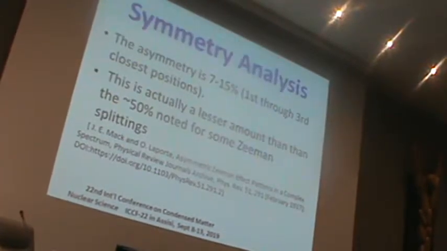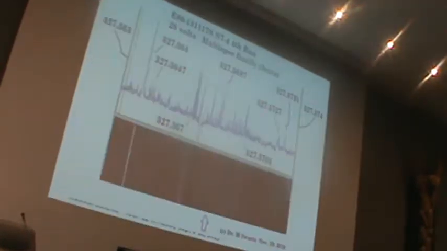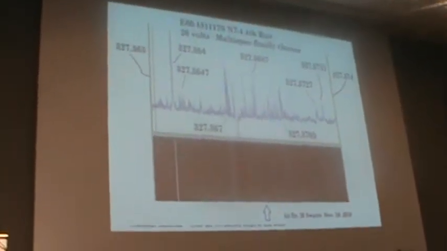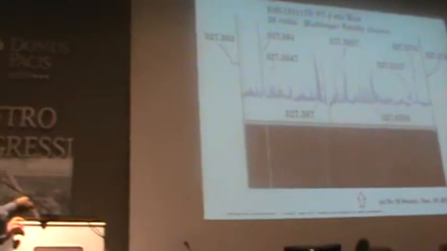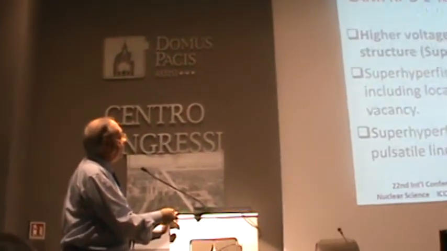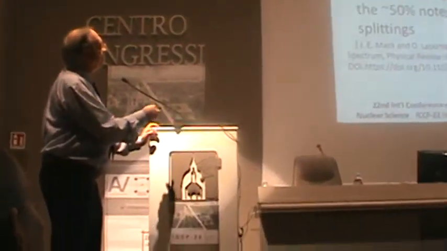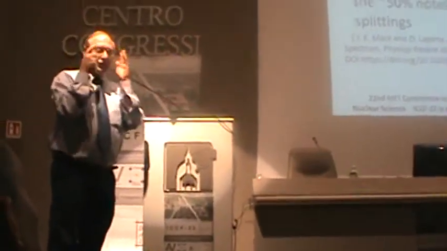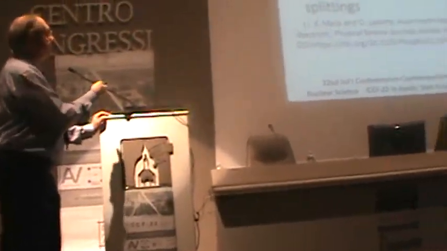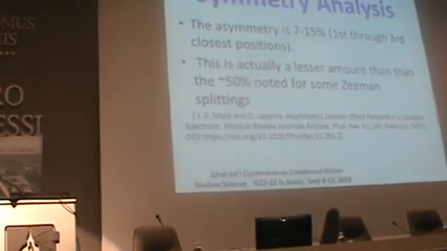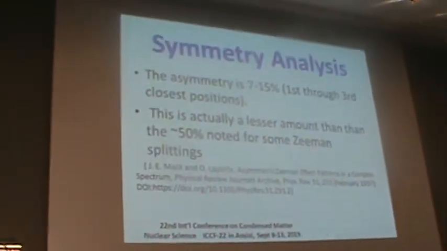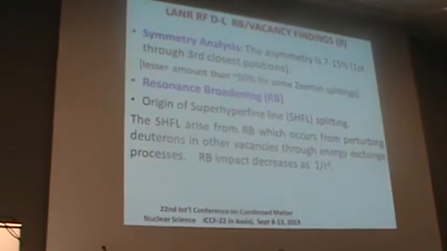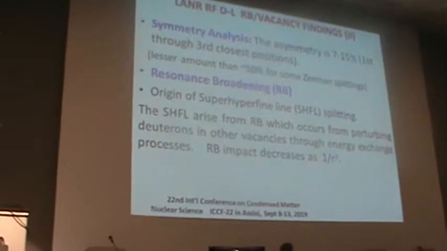Let me go back a second here. When we take this and turn it around off the central position, there is a 7 to 15% asymmetry. It's quite close, but it's not perfect, and neither are masers. When you look at the Zeeman effect splitting of masers, it's often up to 50%. So this is well within that region.